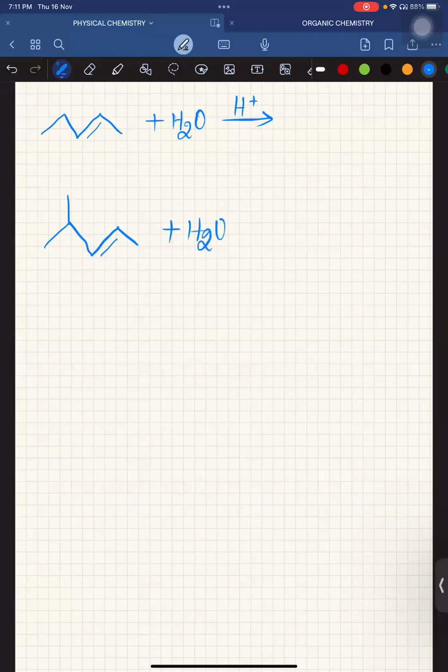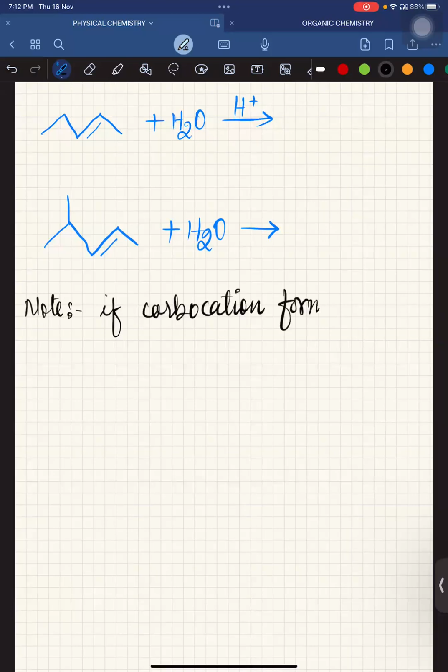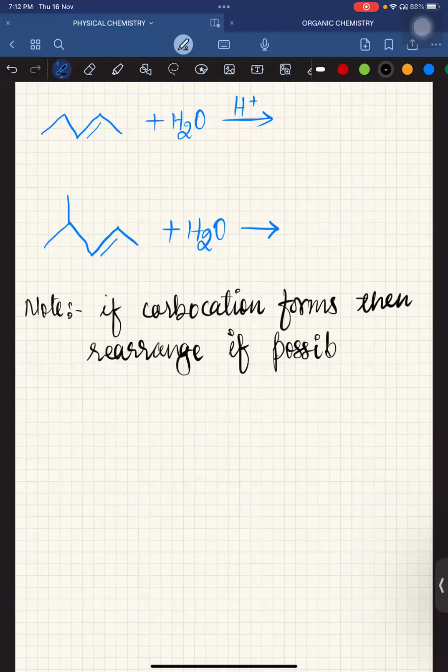See, I told you so many times, this is a note point: if carbocation forms, then rearrange if possible. So I hope you are understanding this. This concept is already explained, but if you face any problem, I will explain it again.